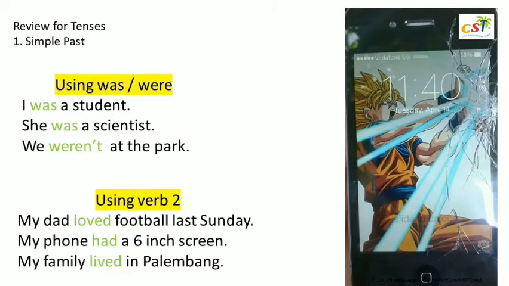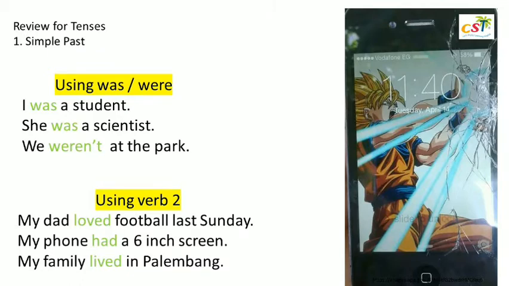Can you see the phone screen on the right? Yes, that's an iPhone screen. Broken iPhone screen. Because of Kamehameha, who's that? Krillin? Because of that boy, Son Goku. Oh yeah, Son Goku, not Krillin. Alright, simple past is just like simple present, but it is in the past. And you have 2 types of sentences here, using was or were and using verb 2.